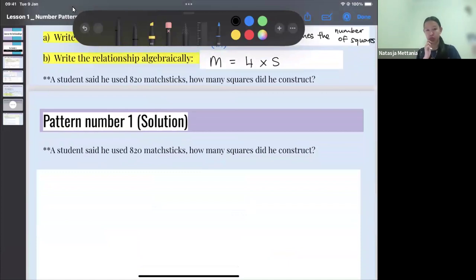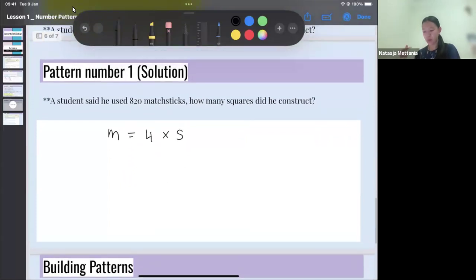if a student has used 820 matchsticks. Okay. This is where I'm going to use my algebra skills, which you've already learned last term. So what I'm going to do is write down the formula. M equals 4 times S. M represents what? It represents matchsticks. So how many matchsticks does the student have? 820. So I'm going to put that in. I'm going to substitute. M is going to go out, 820 is going to come in. 820 equals 4 times S.